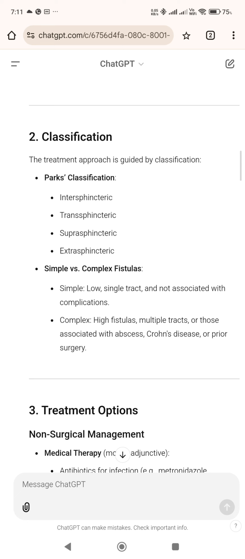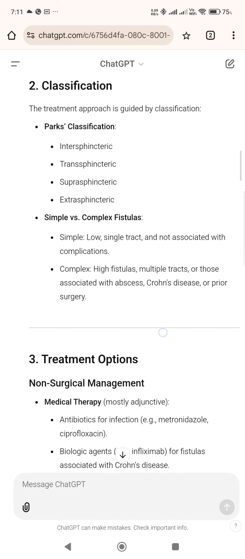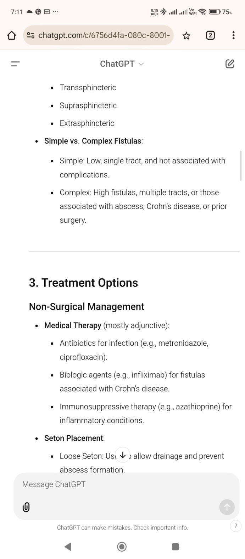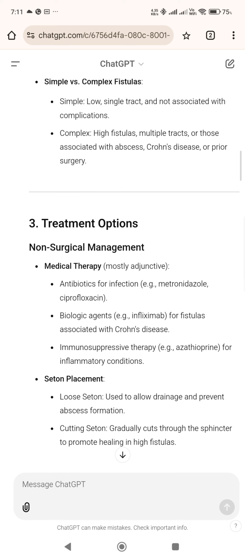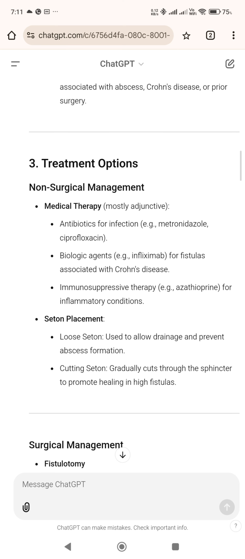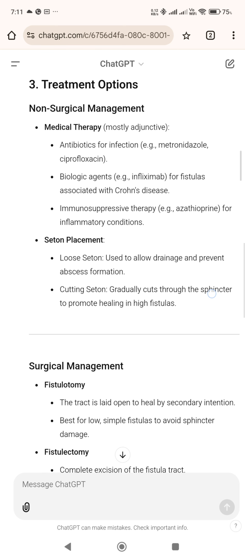3. Treatment options: non-surgical management. Medical therapy is mostly adjunctive: antibiotics for infection, e.g., metronidazole, ciprofloxacin; biologic agents, infliximab, for fistulas associated with Crohn's disease; immunosuppressive therapy, e.g., azathioprine, for inflammatory conditions. Seton placement: a loose seton is used to allow drainage and prevent abscess formation. A cutting seton gradually cuts through the sphincter to promote healing in high fistulas.